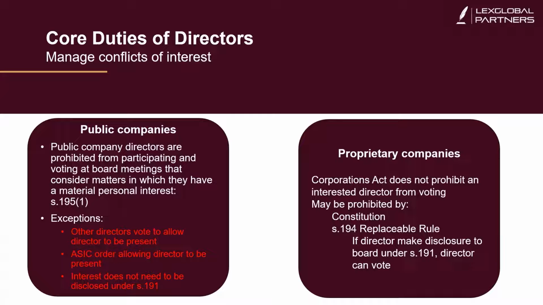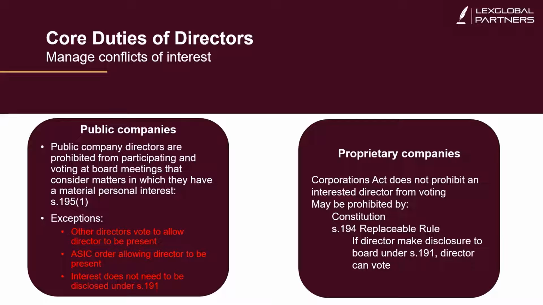There are some exceptions. Other directors can vote to allow the director to be present, and in a public company there can be those exceptions. An ASIC order can allow a director to be present where the interest does not need to be disclosed under Section 191 of the Corps Act. And for proprietary companies, legally there are different obligations and different laws related to both types of companies.